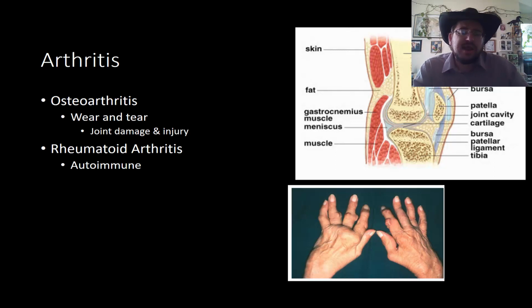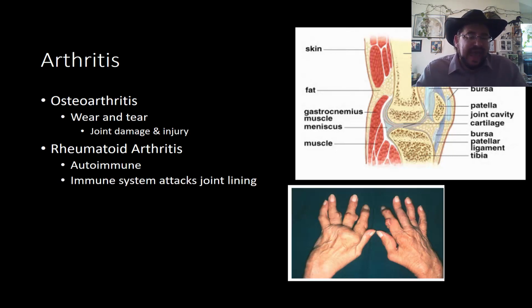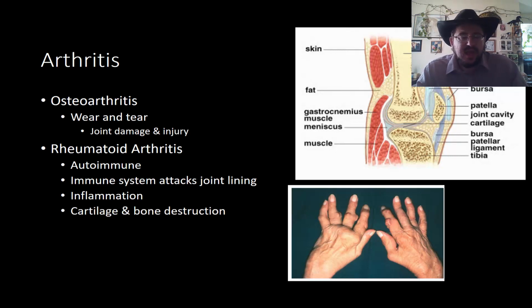In rheumatoid arthritis, your immune system attacks the lining of the joints. And this causes major inflammation of the joints, and it leads to cartilage and bone destruction. So, rheumatoid arthritis is much worse than osteoarthritis. Osteoarthritis we tend to see later in life. The only time you really see it in younger people is if they do something that causes excess wear on their joints. Rheumatoid arthritis can appear throughout someone's life.